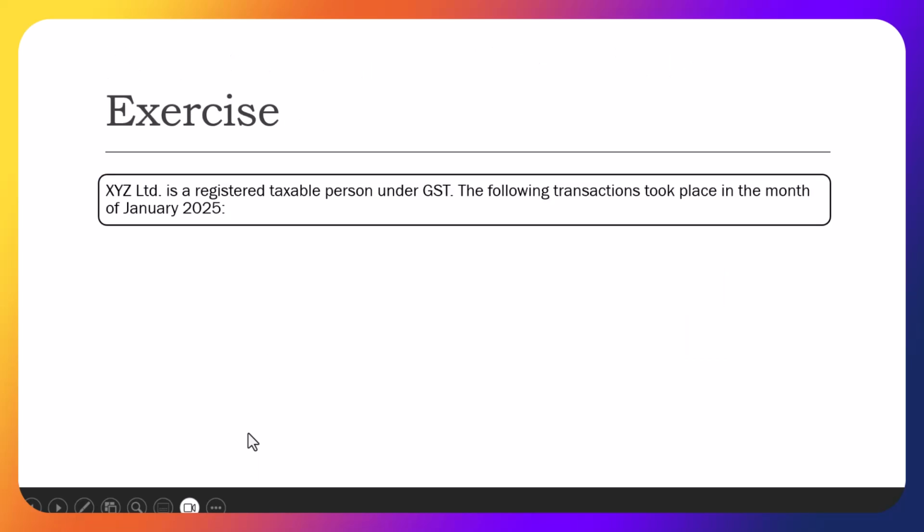Fine. So now we are going to do a question. We have just understood that a company will not be allowed 100% of the ITC if he is selling exempted goods.